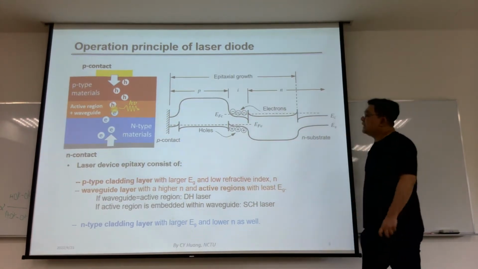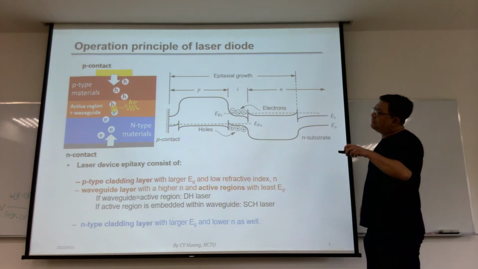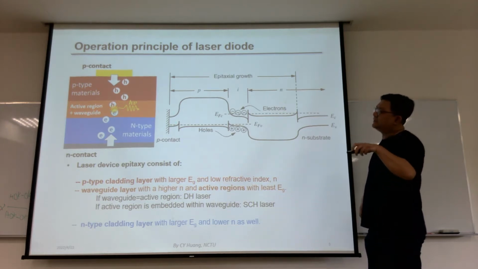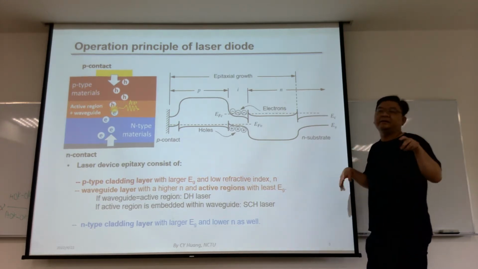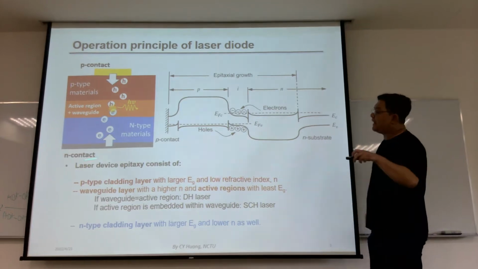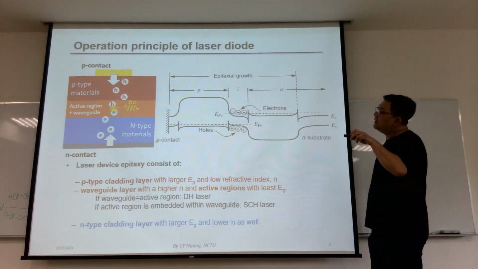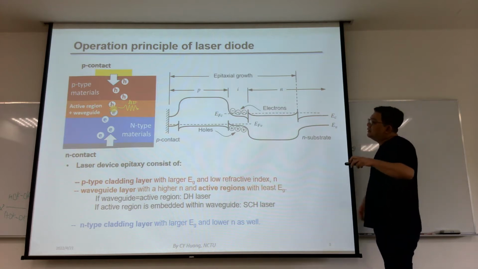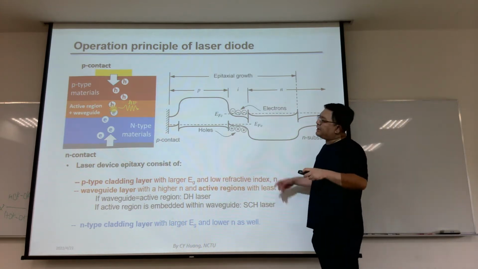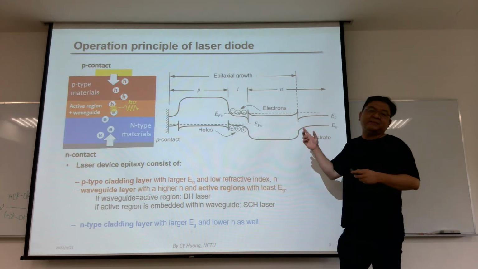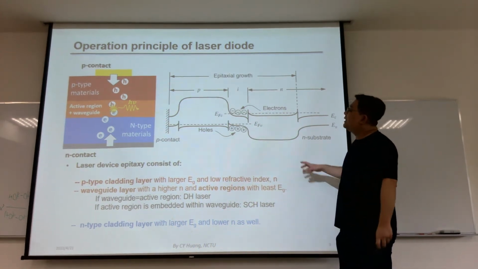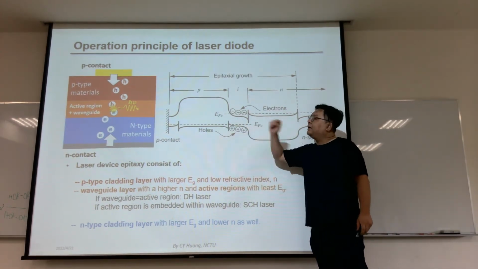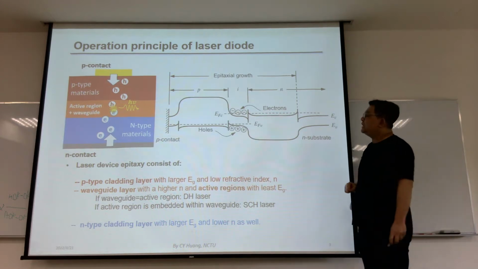Okay, and the parts outside the guiding layer are called cladding. This is the same as in the optical fiber. So we have a guiding layer, the P side cladding and the N side cladding. And when carriers are injected from both the P side and N side, they will recombine in the active region and generate light.